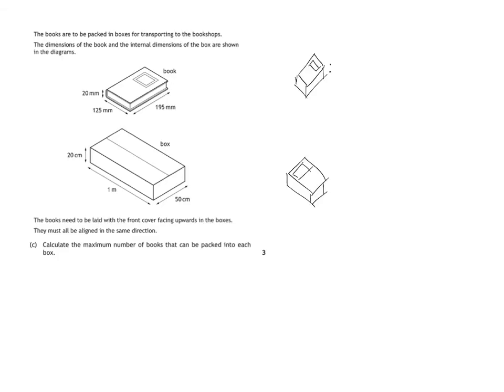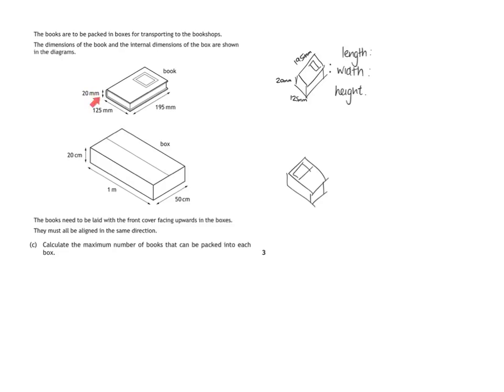So with how they're drawn there, we're going to have to look at the length, the width, and the height. How many can we fit along the length, how many along the width, and how many along the height? So we know that this is 125 millimeters, the height is 20 millimeters, and we've got 195 millimeters that way. Looking at our box, we've got 1 meter, 50 centimeters, and 20 centimeters. All our units are different.